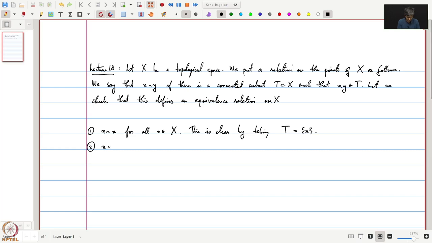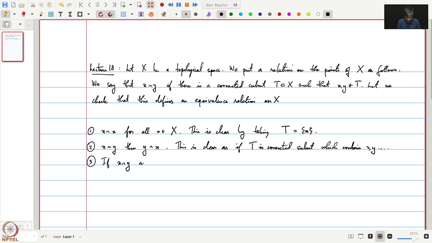The second point we need to check is if x is equivalent to y, then y is equivalent to x. This is also clear, as if T is a connected subset which contains x, y, then it obviously contains y and x again. So y is equivalent to x. Three, if x is equivalent to y and y is equivalent to z, then x is equivalent to z.